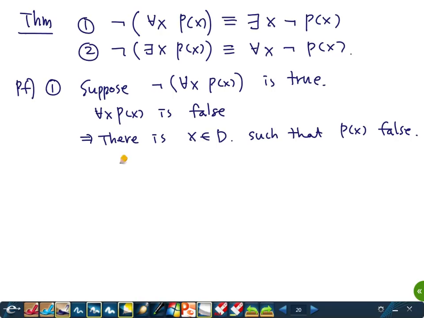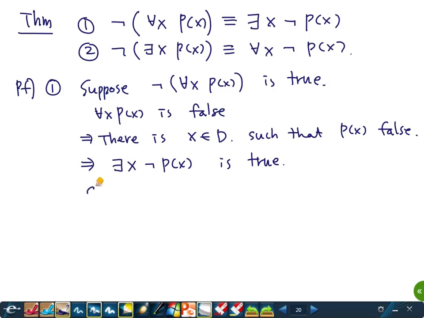All right? And we can rewrite this like this. There exists x such that not P is true, right? So this is true in this case. So true implies this is also true. This is kind of obvious, but I'm going to show it. I just want to show you how we prove equivalence of two things.